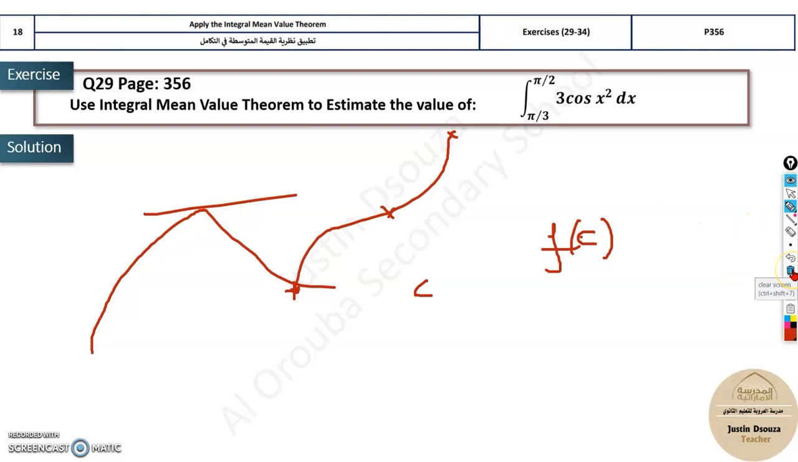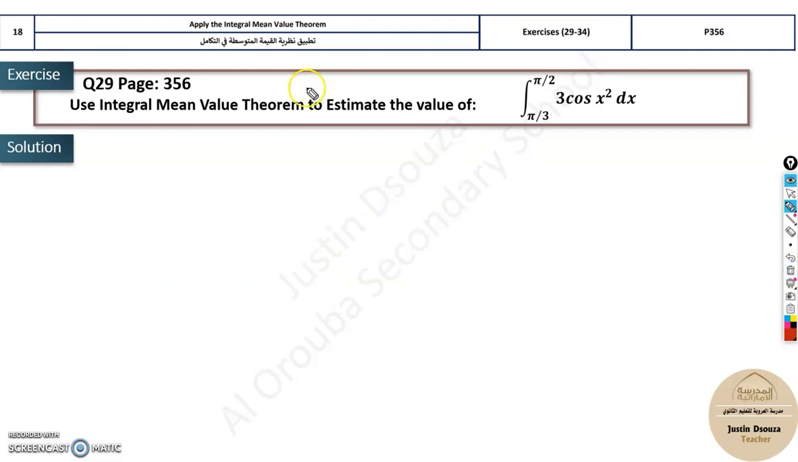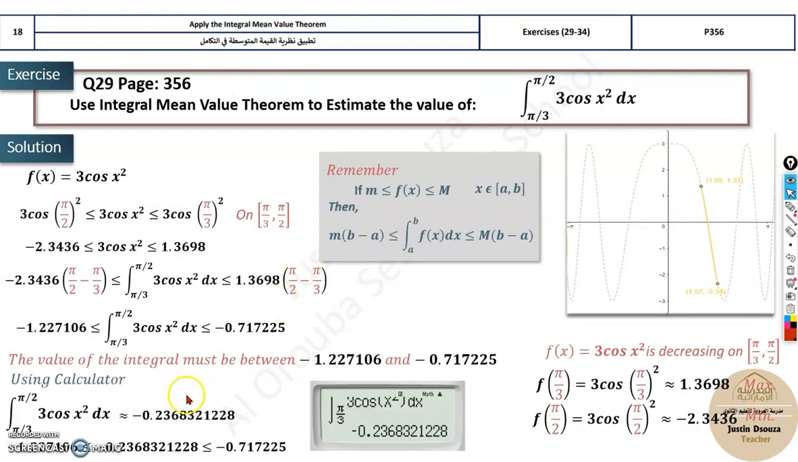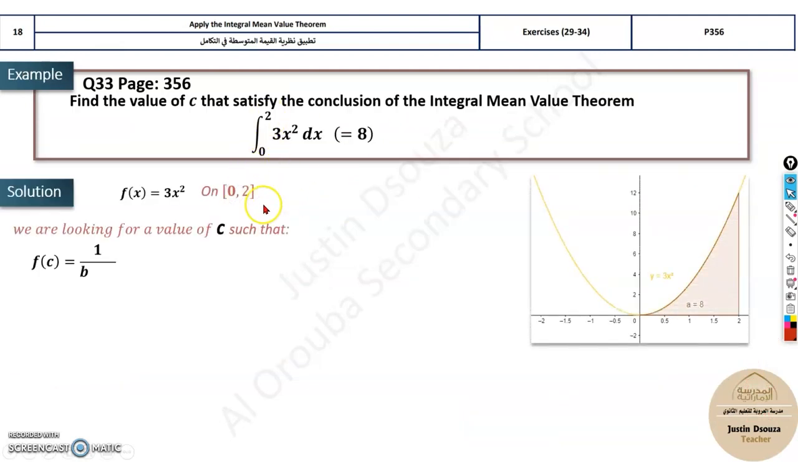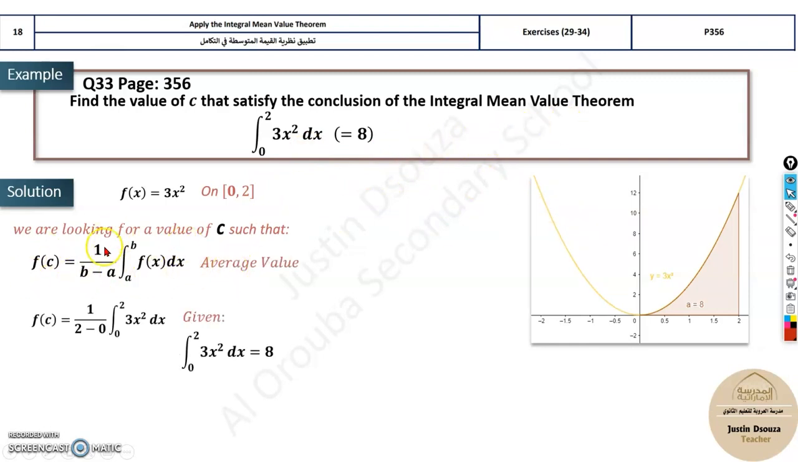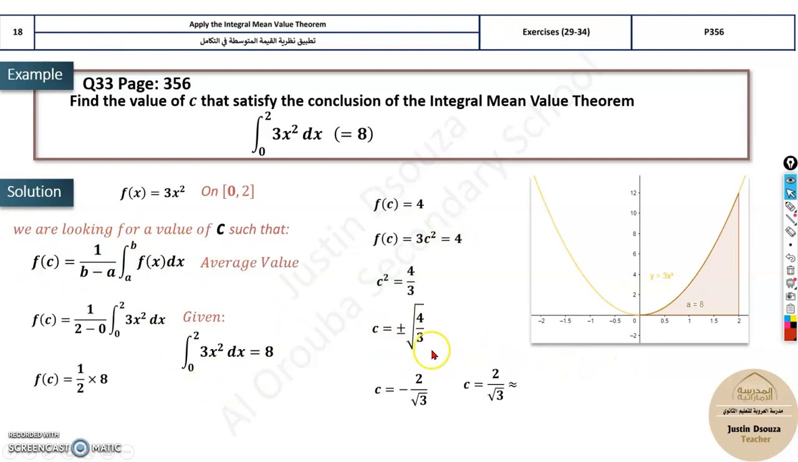But anyways, for this type of problem, the 18th topic, there are two types. The first type is where you need to get the limits, the range between which this integral can exist, using this formula. And the second type, which is generally used every time, is finding the c value that satisfies the integral mean value theorem. Basically you have to use this formula, substitute, and then equate it. We will see both of these problems in detail now.